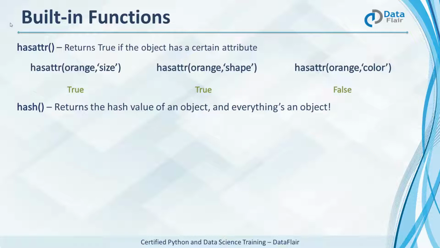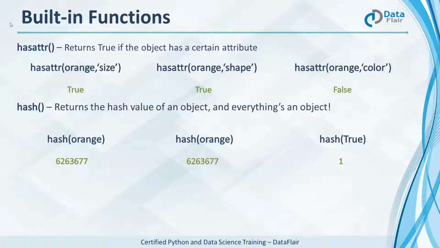Hash returns an object's hash value. In Python, everything is an object, so everything has a hash value. Hash of orange is 62636777. This doesn't change on trying it again. The boolean value true has a hash value of 1. 0 has 0. 3.7 has this. And the hash function itself has this.